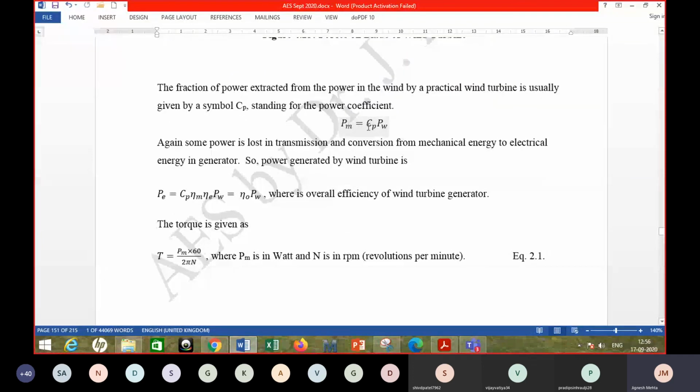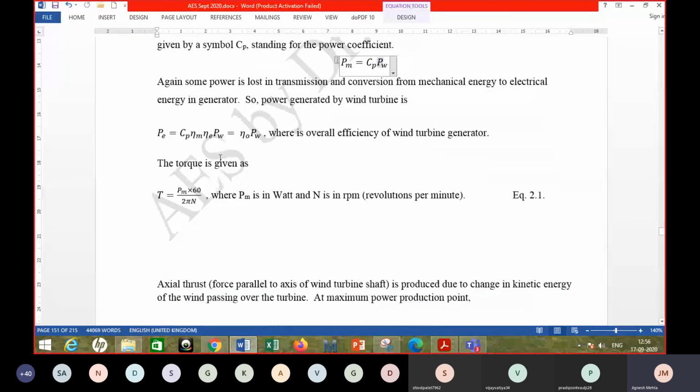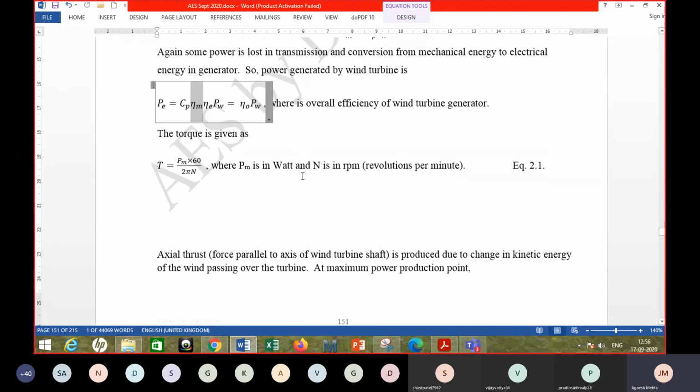Finally, the mechanical power that you generate is Cp times the power in the wind, which is 2 pi N T. If you're talking about electrical power, then you also have to multiply by the efficiency of the generator, which gives you the overall efficiency. And if you also want to include the efficiency of the coupling, then even that efficiency will come into the picture.